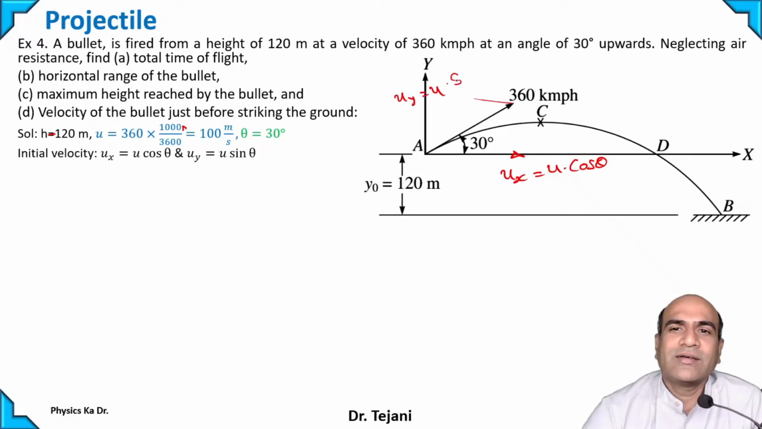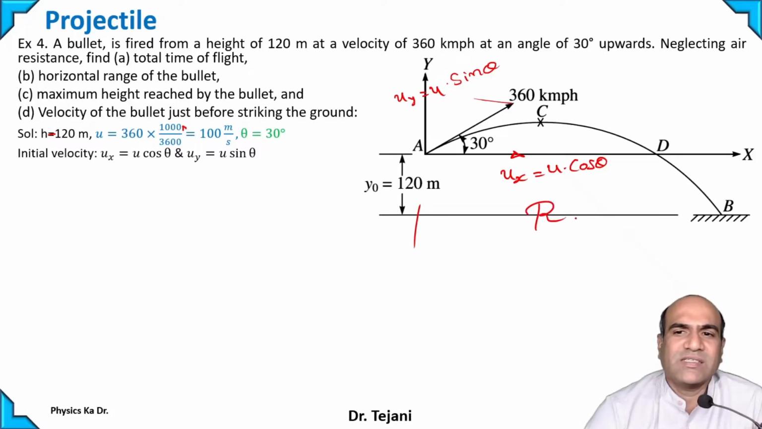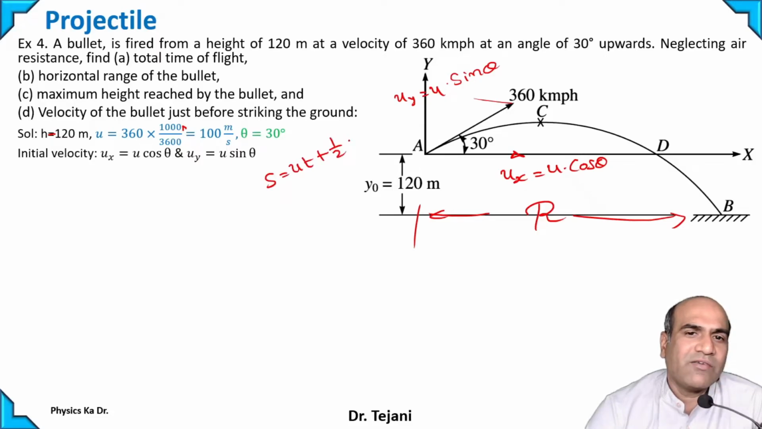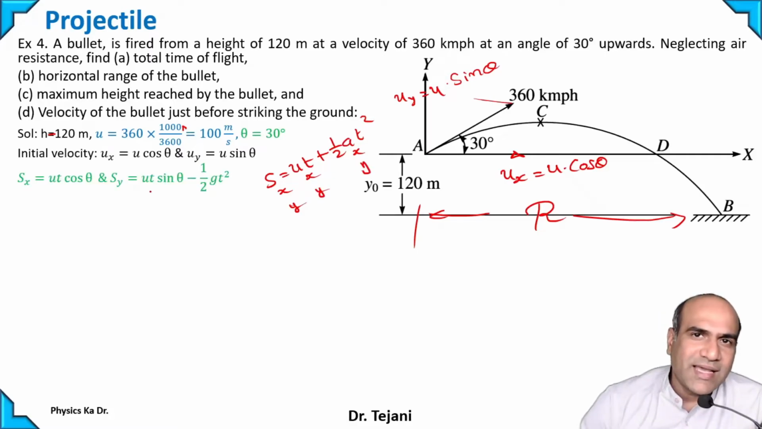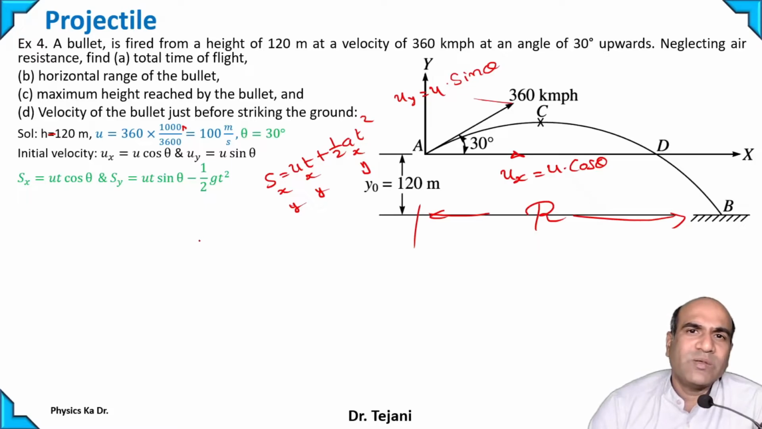It is u sin theta. We know that very well. When we are required to find the distance, we need the equation S is equal to ut plus 1 half at square, and we can take the horizontal component and vertical component one by one. So it becomes Sx is equal to ut cos theta, Sy is equal to ut sin theta minus 1 half gt square. You know this very well, so I'm not repeating it in full detail, but you repeat it every time.